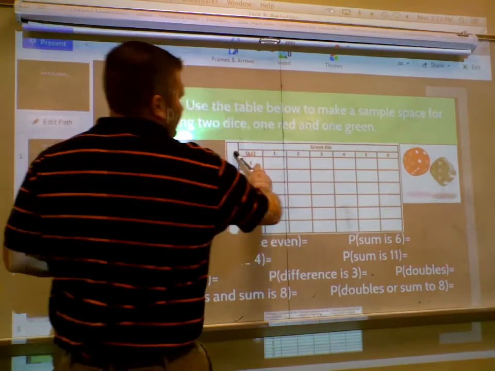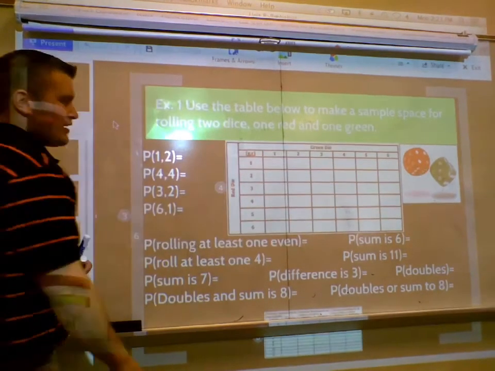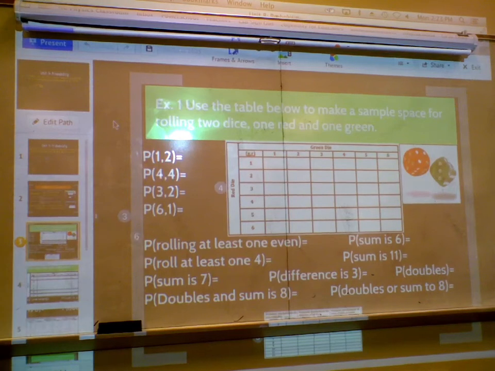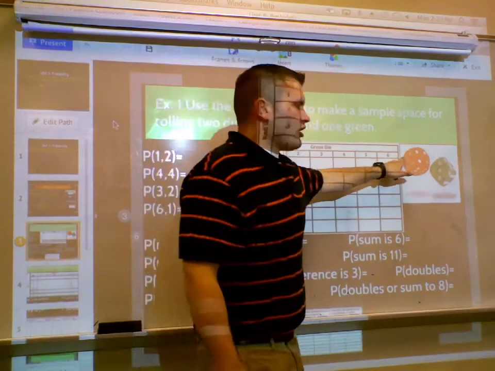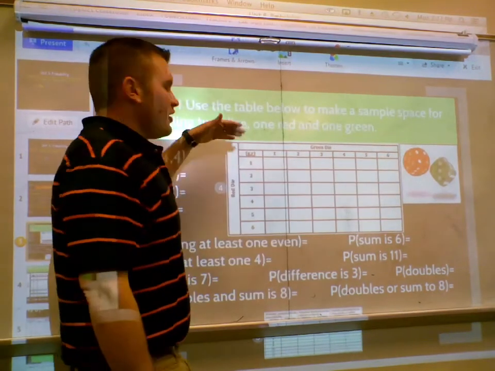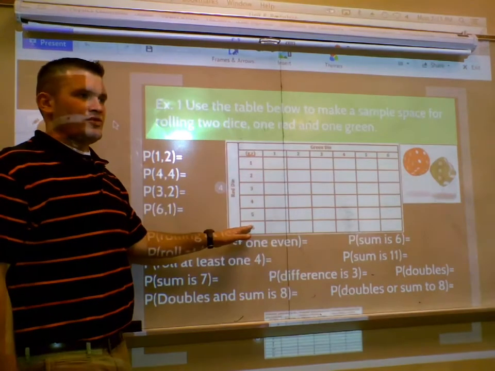Alright, so we're going to fill in the sample space. Across the top, these are my green die. They have 1 through 6 of the possible outcomes. Down the side is my red die, 1 through 6 of the possible outcomes. Does that make sense? So, this is the sample space for the green die. Here's all the possible outcomes. Right? Here's all the possible outcomes for the red die. Right? Does that make sense? Yes or no?